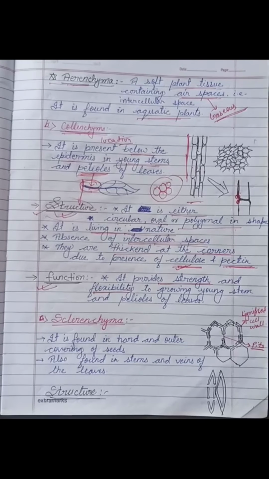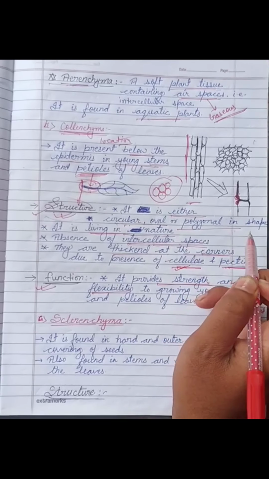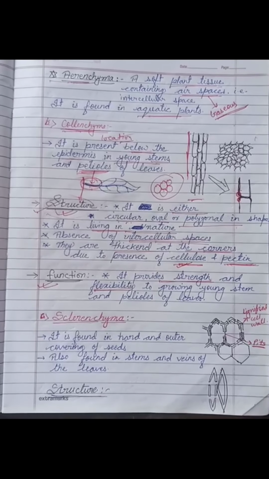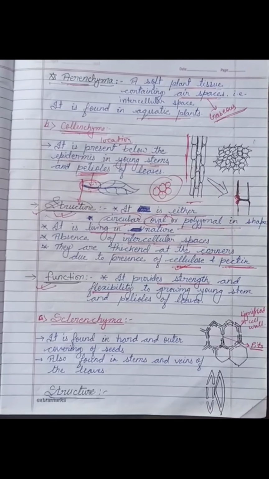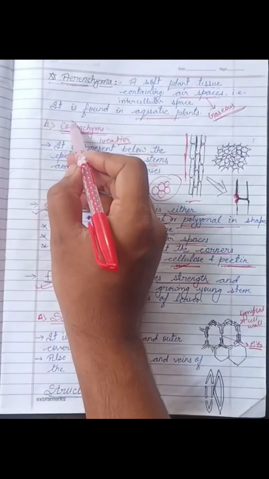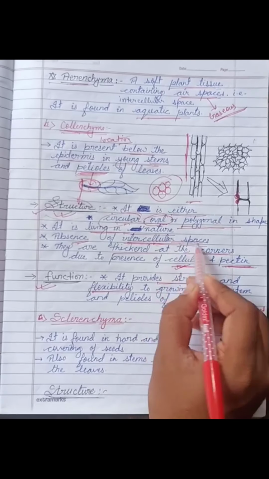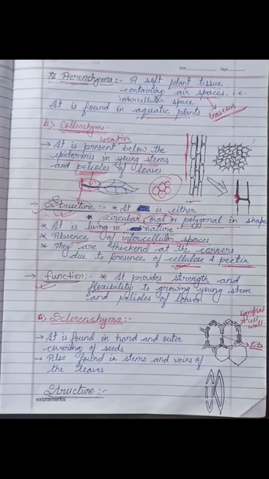So take a look here. It is either circular, oval, or polygonal in shape. That means the shape of the collenchyma may be oval, circular, or polygonal. In the cells of collenchyma, there is no intercellular space found. That is, absence of intercellular space is present.